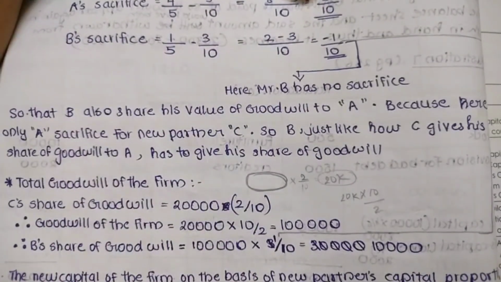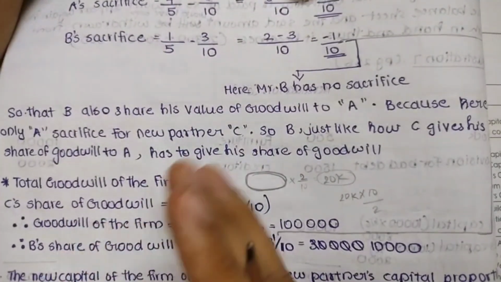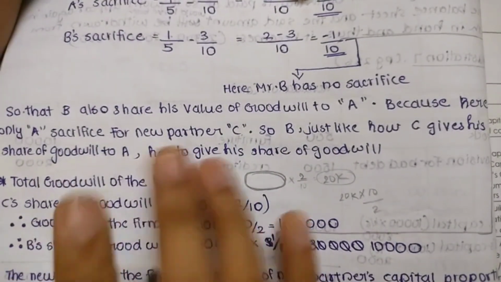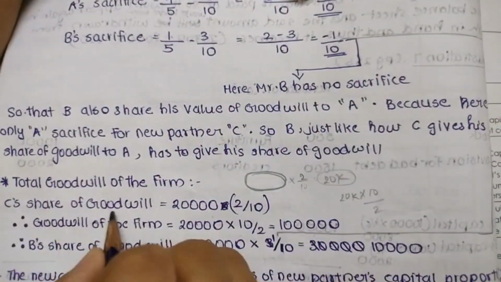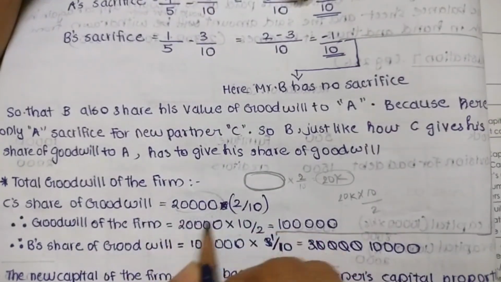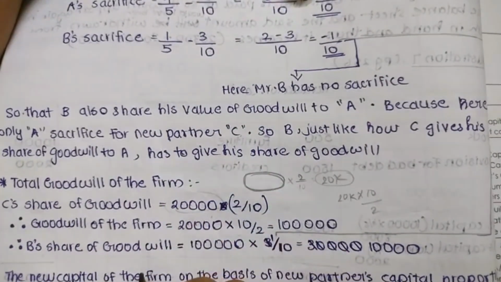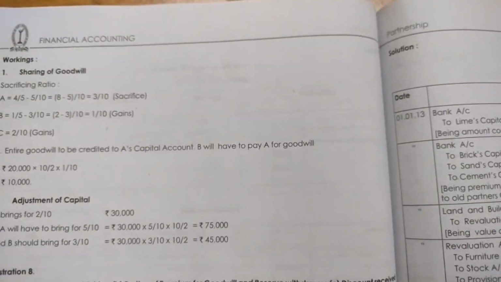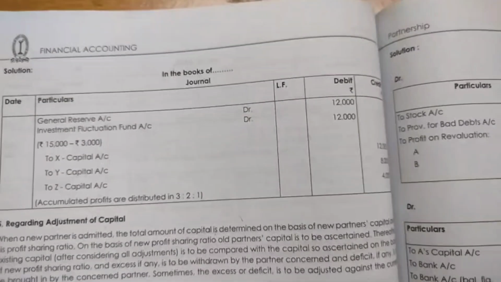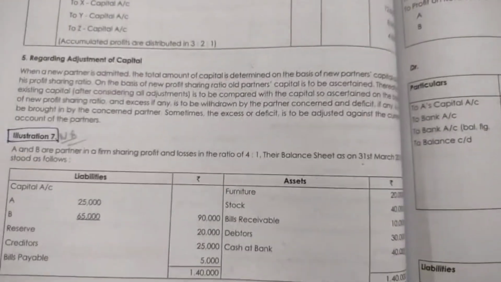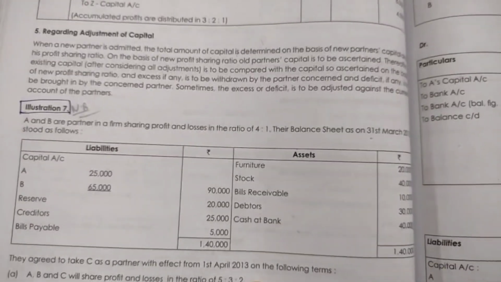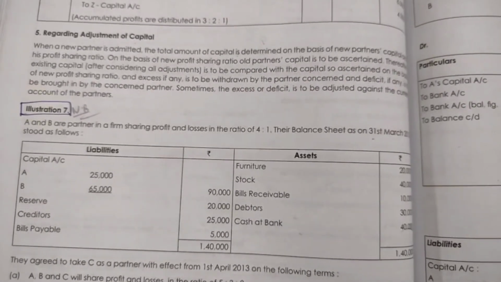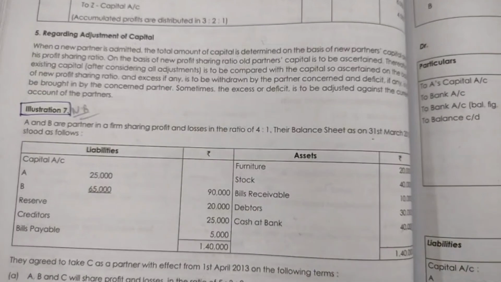How do we find the goodwill of the firm? There is no specification of goodwill in the question, so how are we going to find it? In this question they have given us C's share of goodwill, that is rupees 20,000. So how might they have calculated this 20,000? C's share is how much? The new profit sharing ratio is 5:3:2, right? So 2 by 10 is the portion of C, and we know that 20,000 is the goodwill that C is to bring.